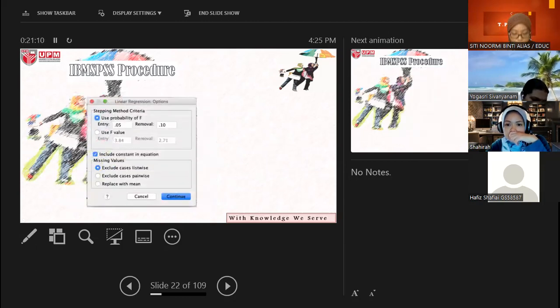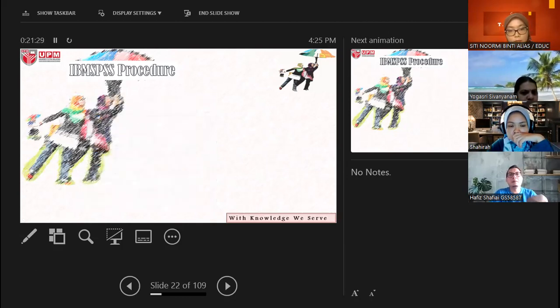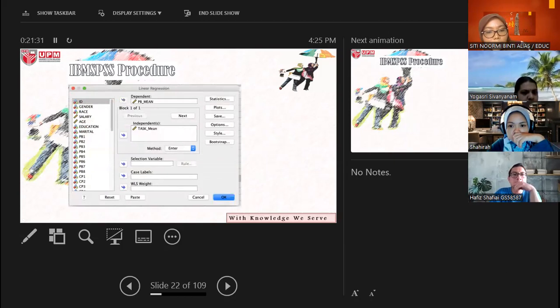Now go to the Options box. By default, they use Use probability of F, right? Then include constant in equation, exclude cases listwise. Click Continue, then click OK.